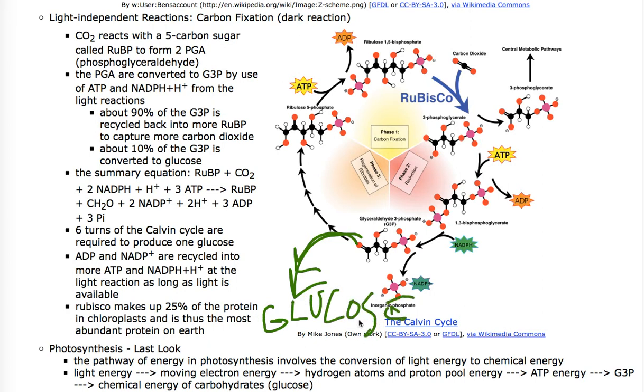And it's exported so the plant can burn the glucose with mitochondria, get the ATP out of it, and do the endergonic chemical reactions that have to happen in the cell.